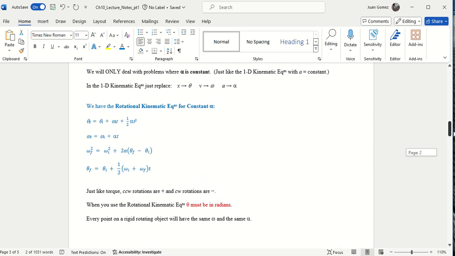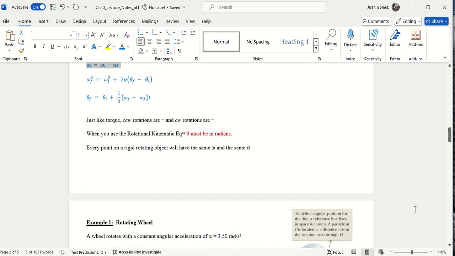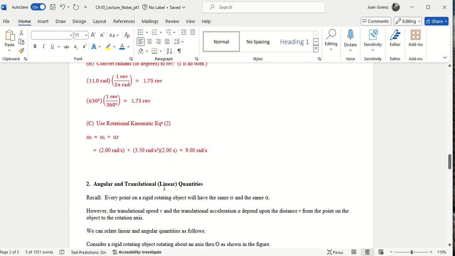Well, look at rotational kinematic equation 2. Omega f is equal to omega I plus alpha t. Go ahead and use that. Omega I was given, alpha was given, t was given, and we get omega f is 9 rad per second.